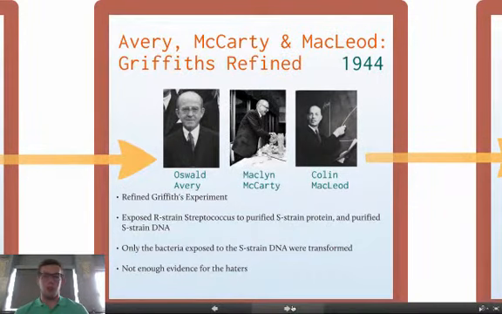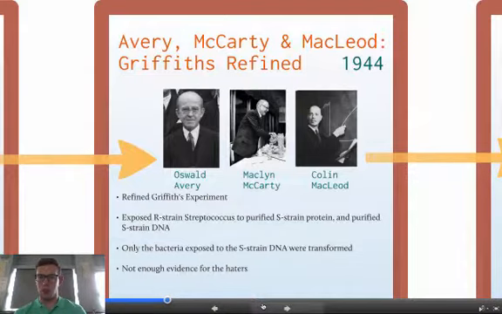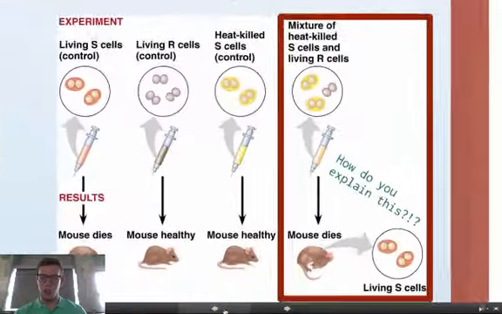So then that was taken on by Avery, McCarty, and MacLeod. They tried to refine Griffith's experiment, and they redid it, and what they did was they exposed just the R strain to the purified S strain protein, and also to the purified S strain DNA, so just the DNA. And only the bacteria exposed to the DNA changed, and they found out that the DNA was the thing that was causing this reaction.